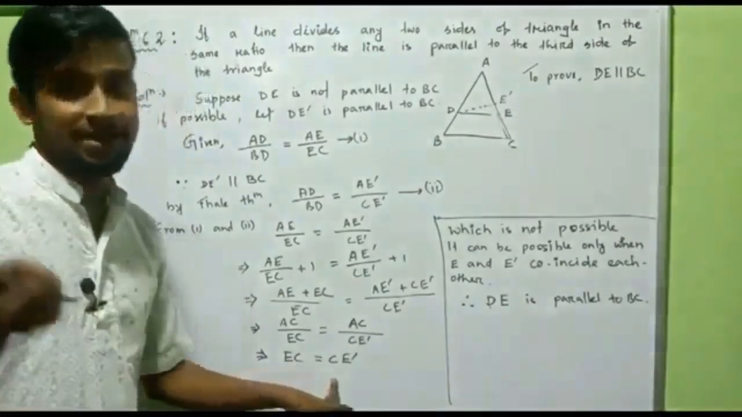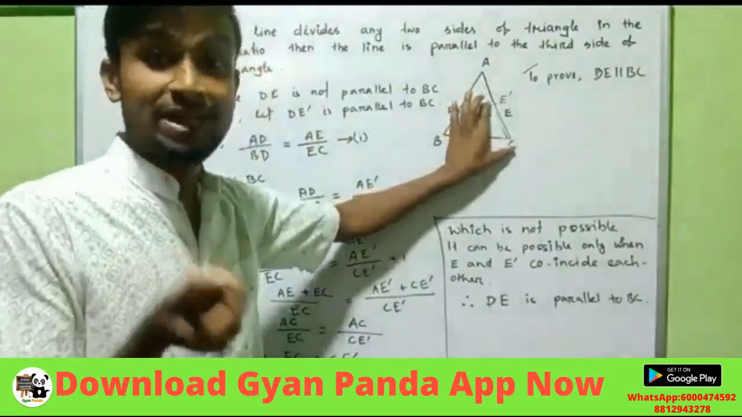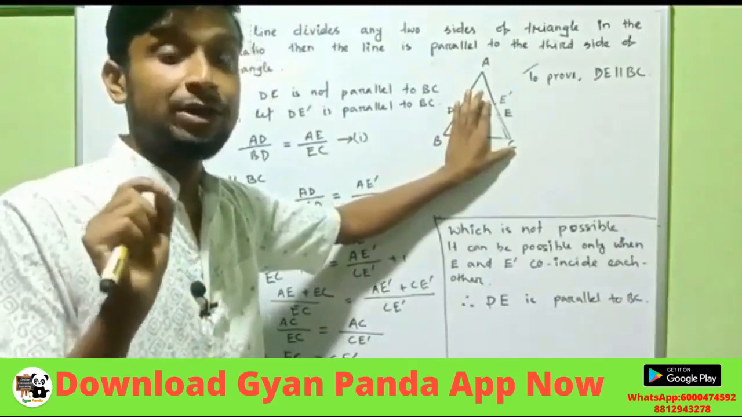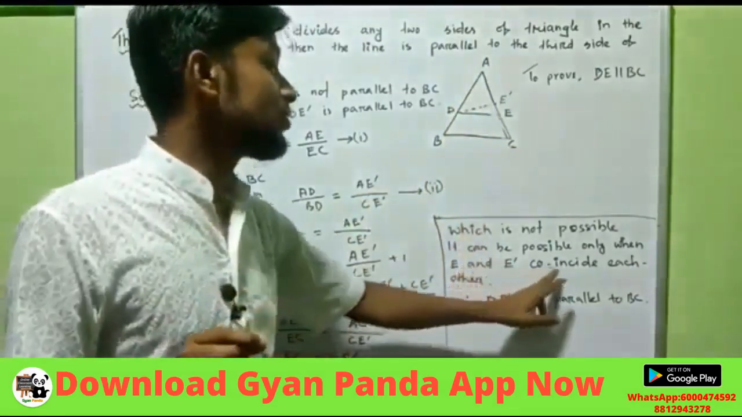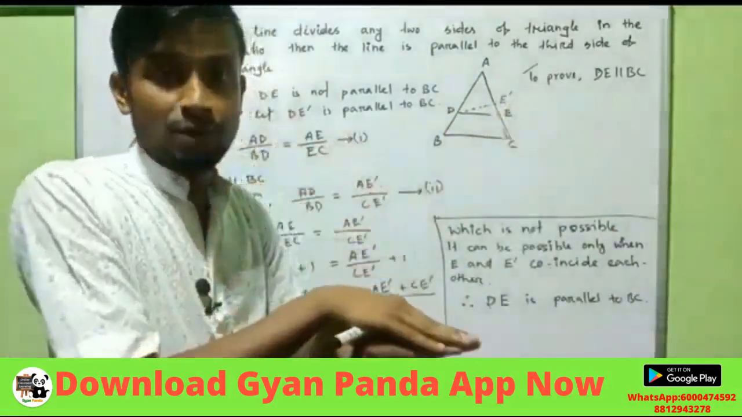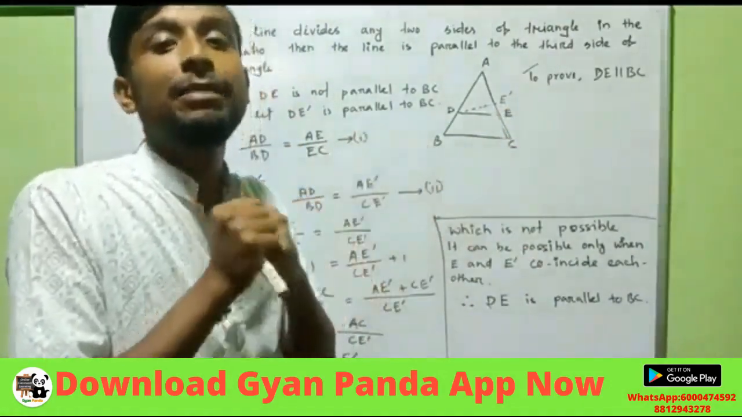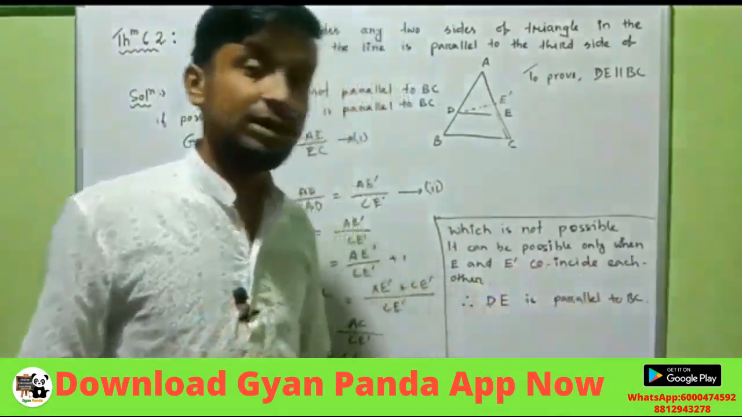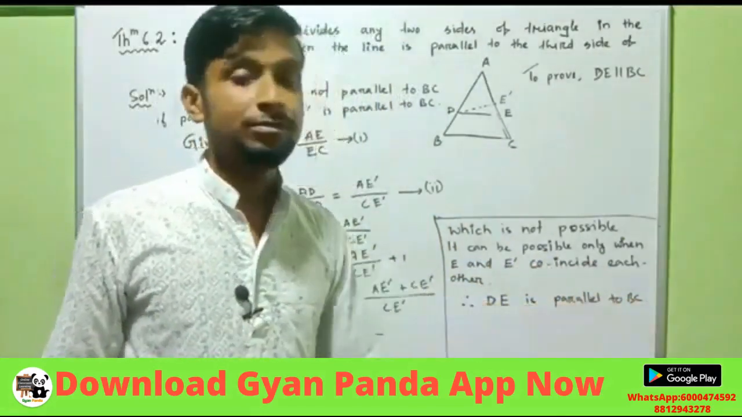So can it be possible? It cannot be possible, because a whole line and a part of it cannot be equal, as we can see that one is smaller and one is larger. It can be possible, they can be equal, only when E and E dash coincide each other. When E and E dash overlap, they fall on top of each other. That means E and E dash are not two different points but one point. If E and E dash are not two different points, then we can say DE is parallel to BC.